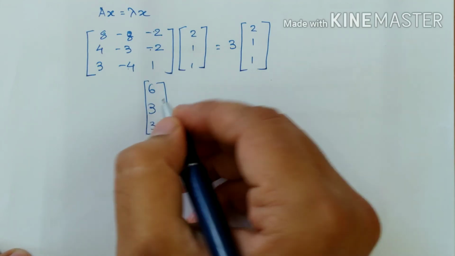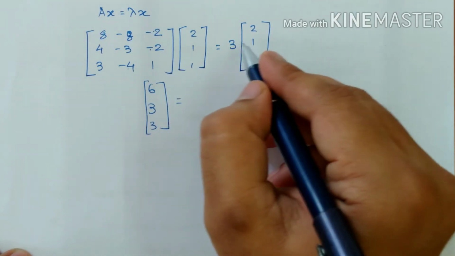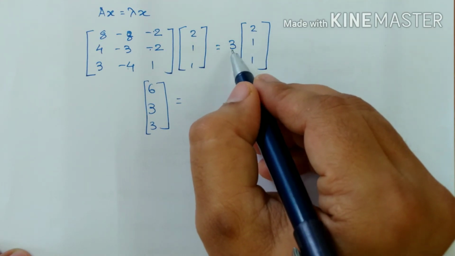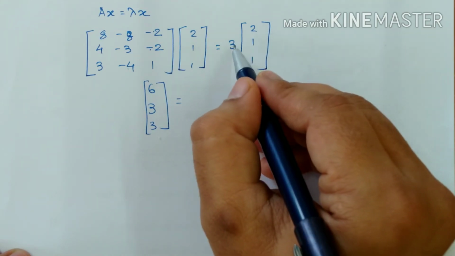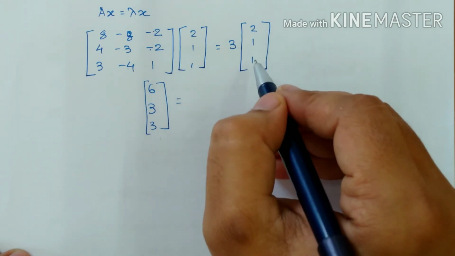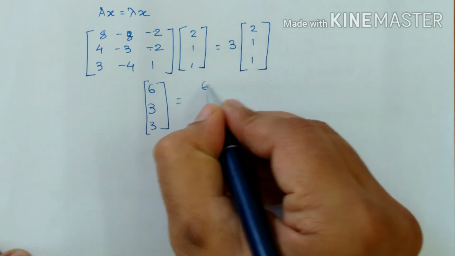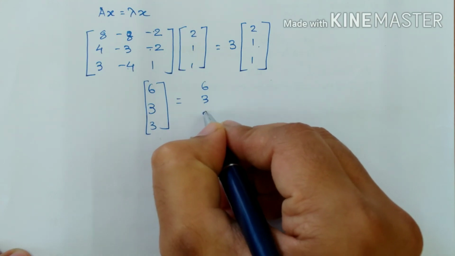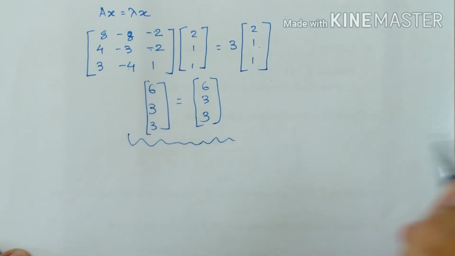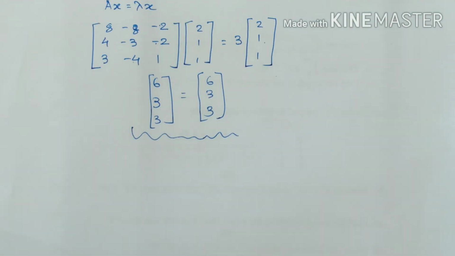So on the left hand side the product is this. Now what about the right hand side product? I am multiplying a matrix by a scalar, so scalar multiplication takes place entrywise. I am multiplying this scalar with each and every entry of this matrix. So 3 2s are 6, 3 into 1 is 3, 3 into 1 is 3. Now you can see our equation which we have discussed is verified.